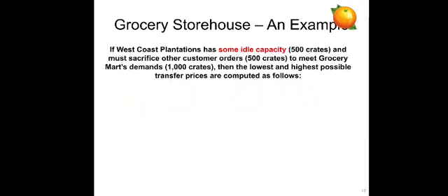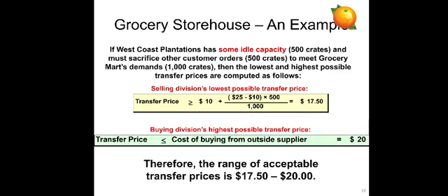Now, what is the calculation if there is some idle capacity? West Coast Plantations has 500 crates available to be sold to Grocery Mart. In this situation, the selling division's lowest possible transfer price is $17.50. The buying division's highest possible transfer price is $20. So the range of acceptable transfer prices is $17.50 to $20. So the transfer can happen. It's possible to transfer the oranges from the selling segment to the buying segment.